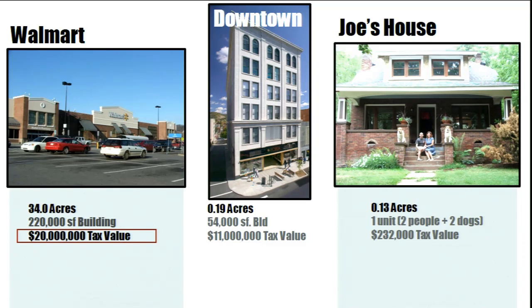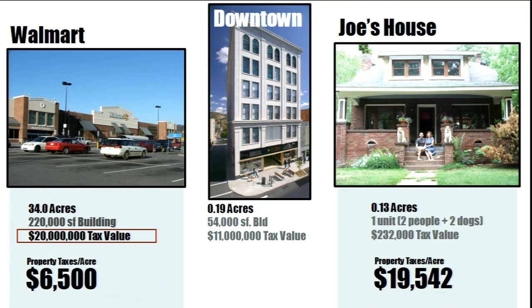But any good farmer knows it's not just the money that you get from a crop, it's how big the field is. And it took 34 acres to produce that $20 million. So when we normalize the information and take into account the amount of land it takes up, the size of the field, the house produces $20,000 an acre, the Walmart produces just $6,500 per acre, and the downtown building knocks it out of the park at $600,000 per acre.